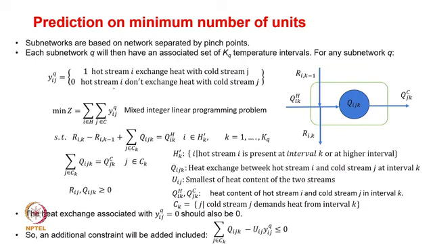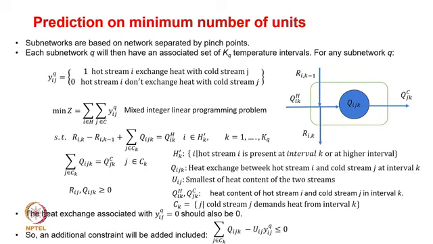So our objective here is to sum up. To minimize the number of units, the summation of Yij over q should be as small as possible. The smaller the value of the summation, the fewer the times the hot stream exchanges with the cold stream, which essentially means that the entire network size is smaller.